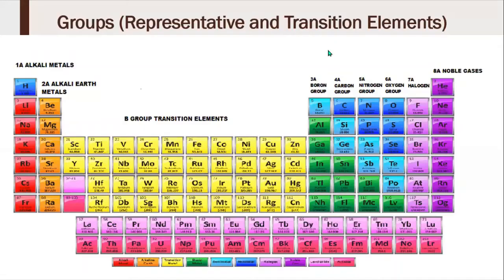Yan, so ito po yun. Bigyan ko lang po ng stress. Ito po yung alkali metals natin. Alkali earth. We have boron. Yan po yung pinaka, natin. So, boron group. We have carbon group. Okay. We have nitrogen. And then we have oxygen. And then the rest of this is halogen. And we have the noble gases.